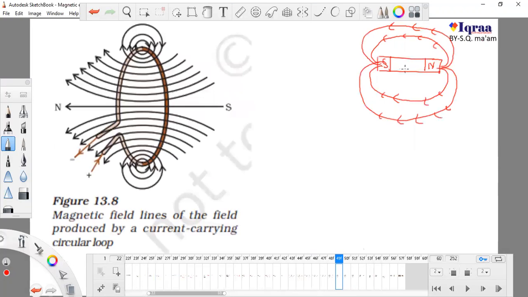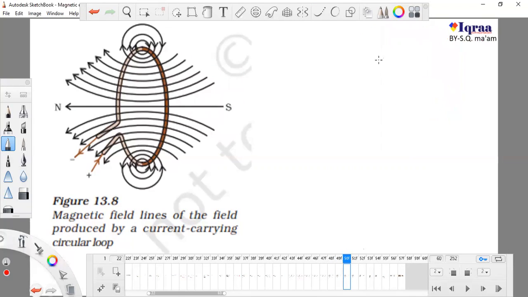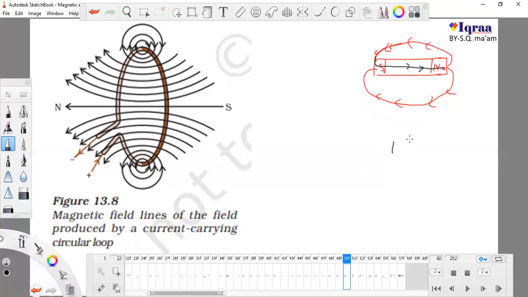In the previous experiment, you can see these magnetic field lines. If I want to complete this circle, this is my magnet, this is my south pole, this is my north pole. And how did we do this? By using this compass. I'm just making a single line. If I want to complete this line, I will complete it like this. We studied this.